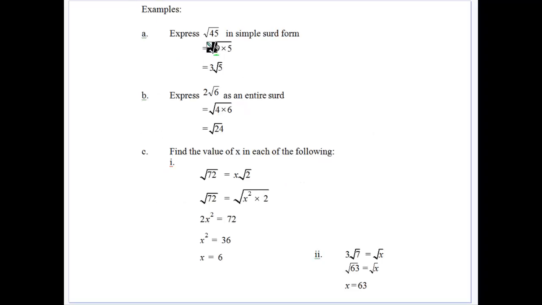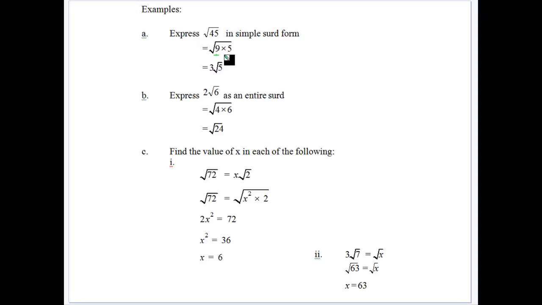So, for example, in this one, the square root of 45. This is not the simplest way we could write it in its simple surd form. What we want to do is split it up, and I've chosen 9 times 5. The reason I've chosen 9 times 5 is that 9 is a perfect square. And the square root of a perfect square gets you back to a whole number. They're the only ones that will do it.